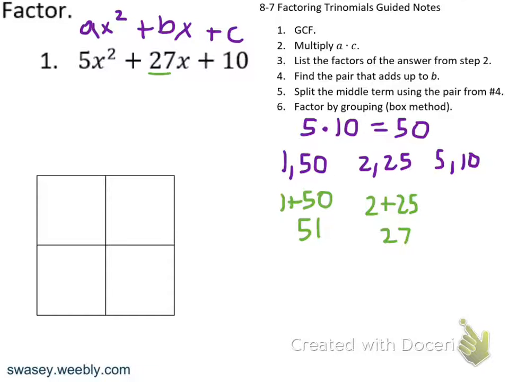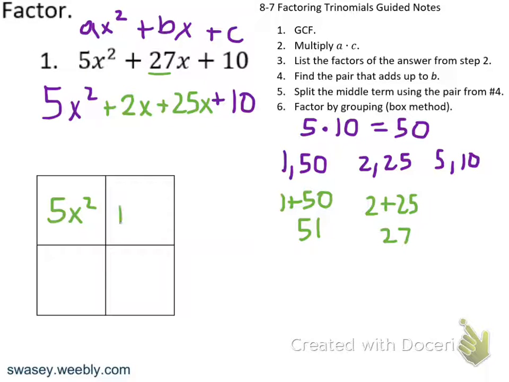So what we're going to do now is split the middle. So we still have 5x squared, and we still have the 10. But instead of the 27x, we're going to split it into 2x plus 25x. Now we're ready to do grouping. I'll use the box method in this video, but there are other ways to factor by grouping.